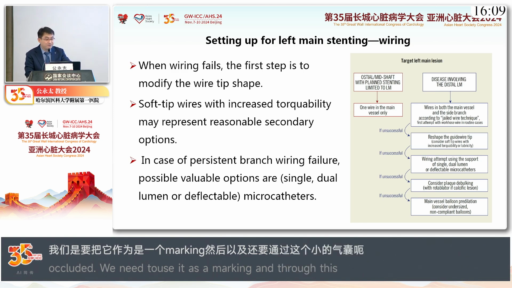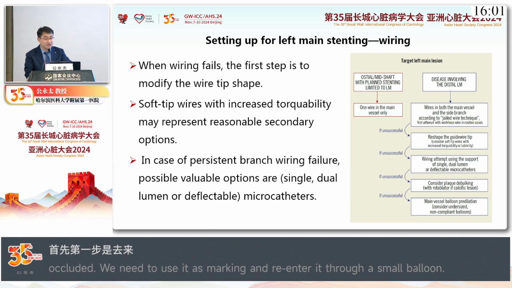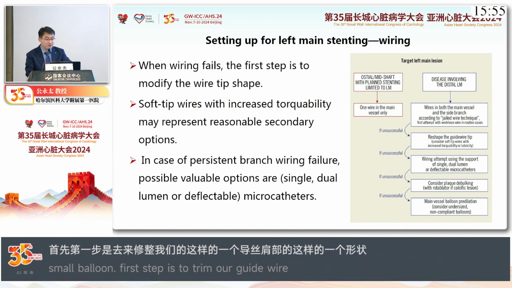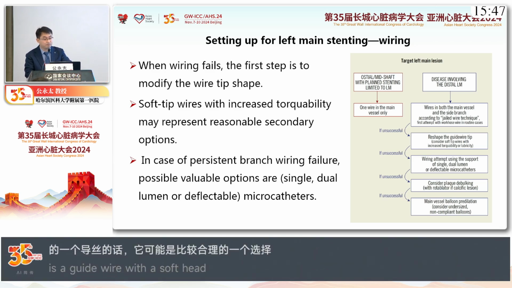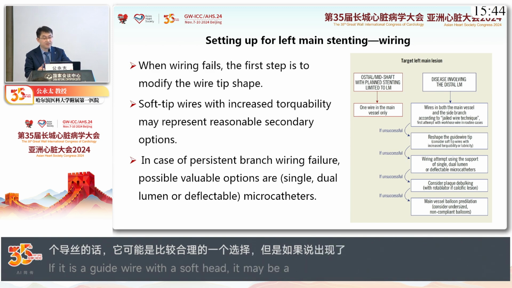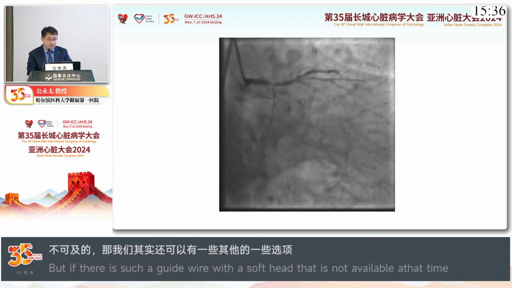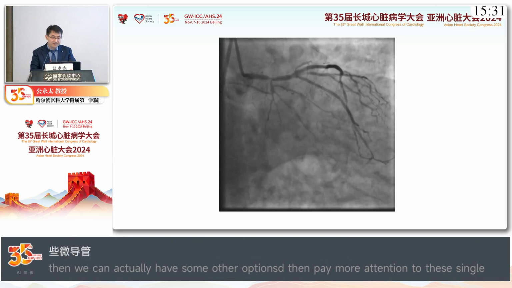In the procedure, if the wire fails, the first step is to modify the wire tip shape. Of course, a soft tip wire with increased torque ability will be a reasonable secondary option. In case of side branch wire failure, some valuable options such as the single or dual lumen microcatheter will be helpful.